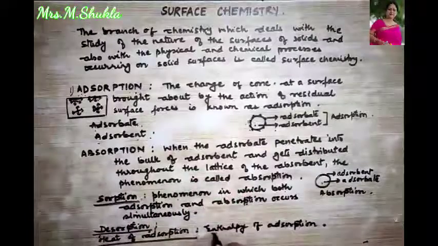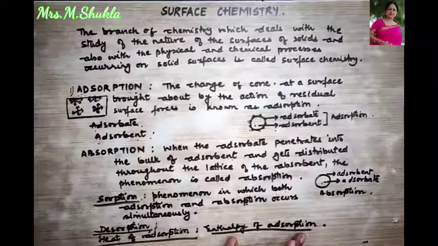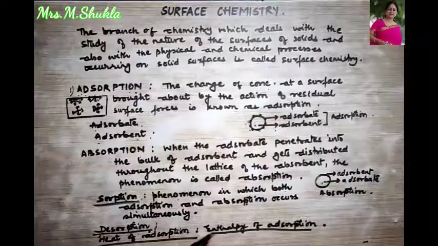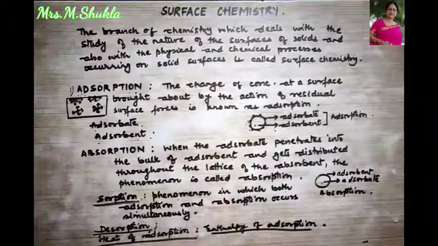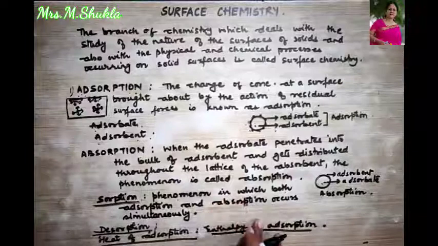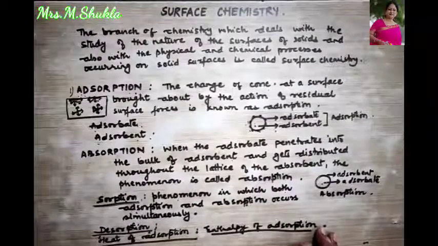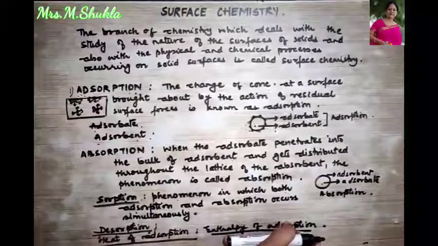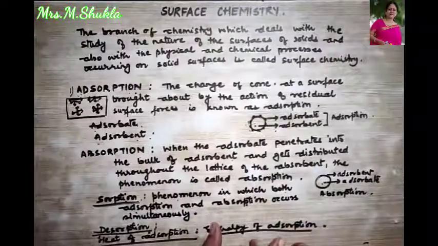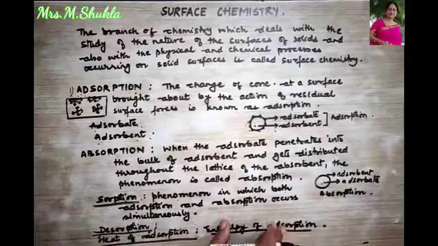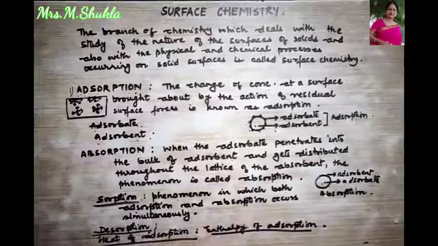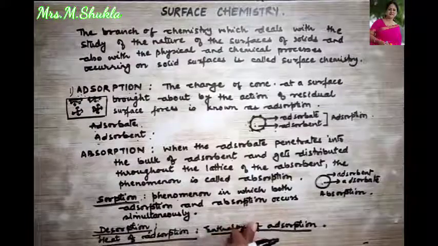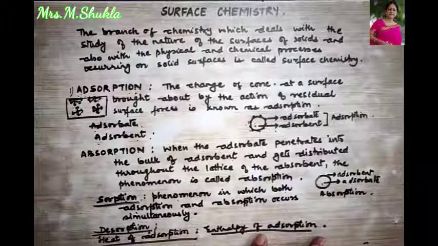So how can we define what is enthalpy of adsorption? The enthalpy change involved in the adsorption of 1 mole of adsorbate on an adsorbent surface is called enthalpy of adsorption. Note it down. What did I say? What is enthalpy of adsorption? It is the enthalpy change involved in the adsorption of 1 mole of an adsorbate on an adsorbent surface. It is called enthalpy of adsorption.